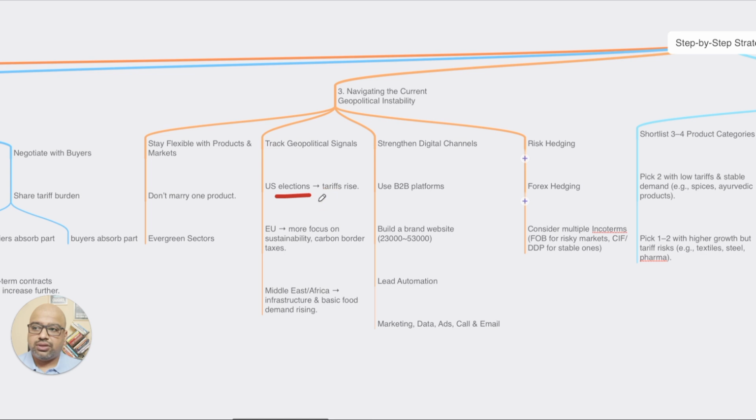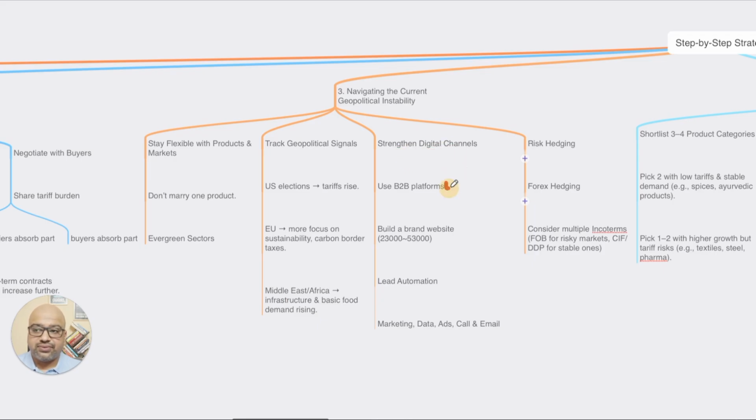Then comes the US elections. There was a tariff rise. The EU is asking for carbon taxes. So you need to look for that. And the Middle East, there is growth in infrastructure and basic food demands. So look for those markets. It's really working. And strengthen your digital presence.